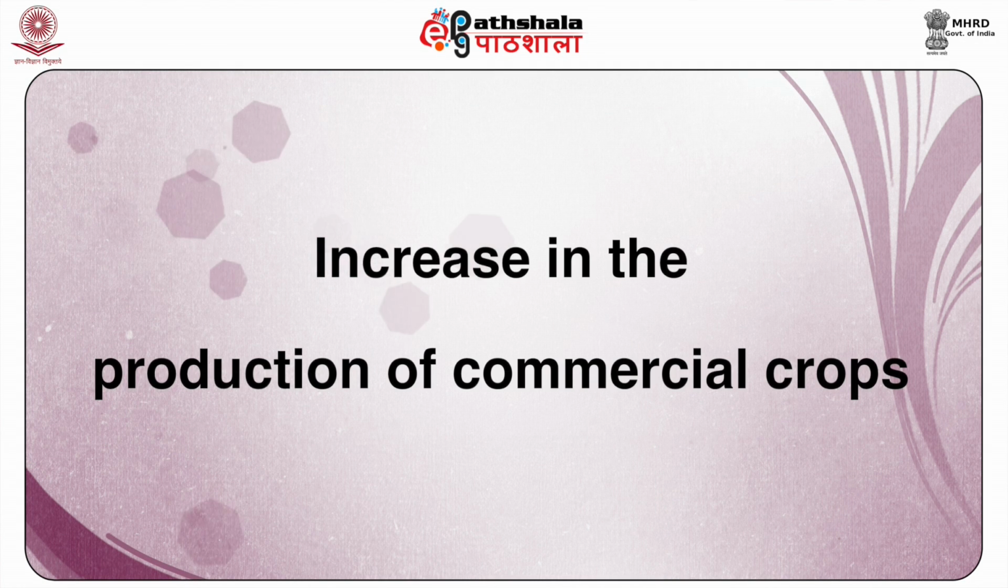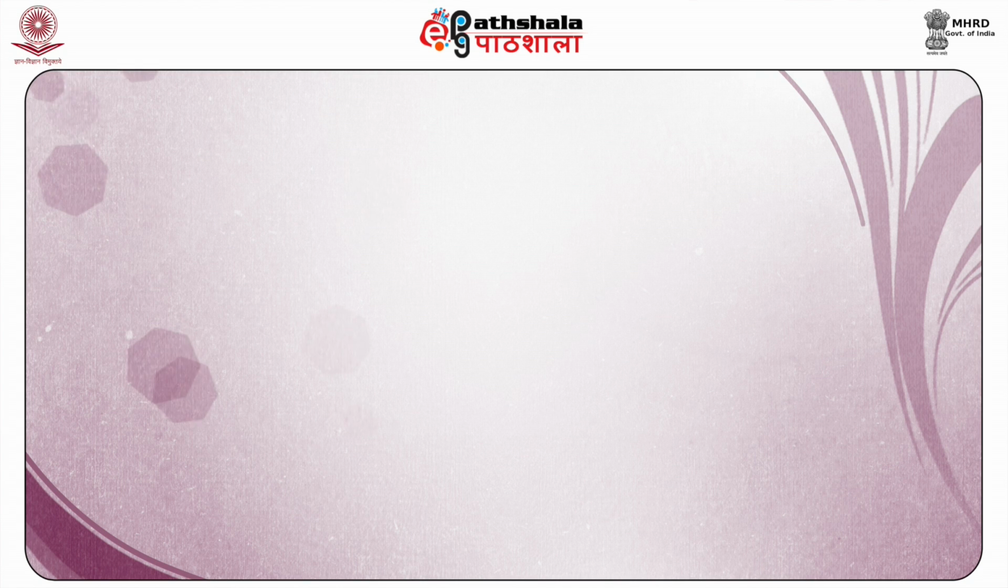Now, increase in the production of commercial crops. In the first phase of the introduction of new technology, production of cash crops or commercial crops such as sugarcane, cotton, jute, oilseeds, etc. was not affected. After 1973-74, modern technology was introduced in other crops whereby these crops registered robust growth.